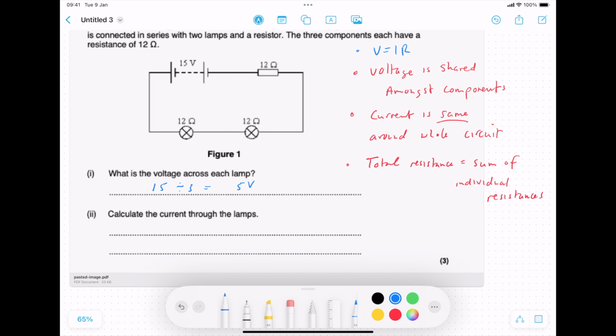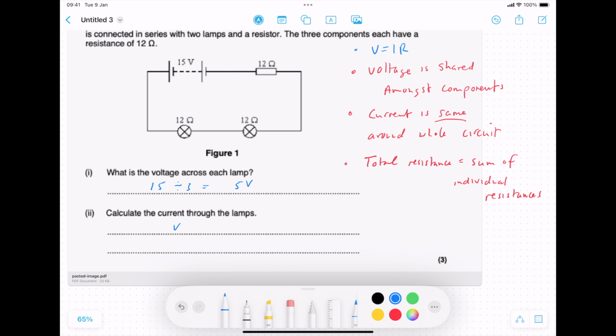Secondly, calculate the current through the lamps. So let's write down the formula. V equals IR. And then we need to rearrange this in terms of I. So I is equal to V divided by R. We know that the voltage across each individual lamp is 5 because we've just worked it out in the previous bit.